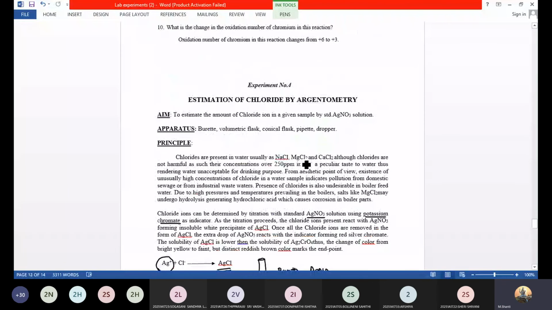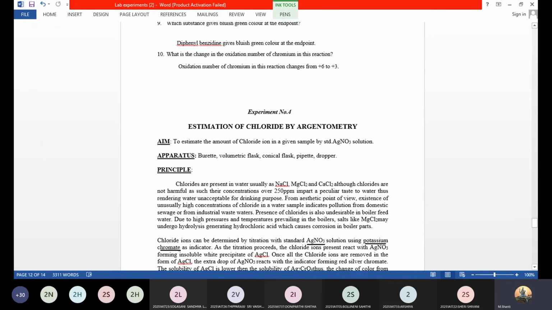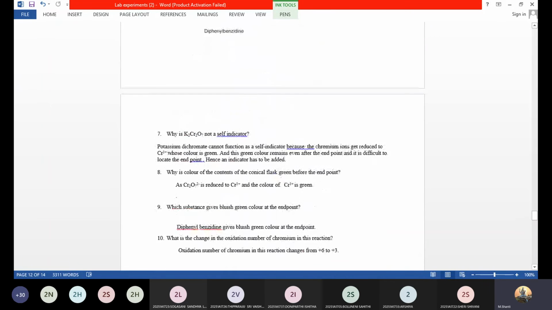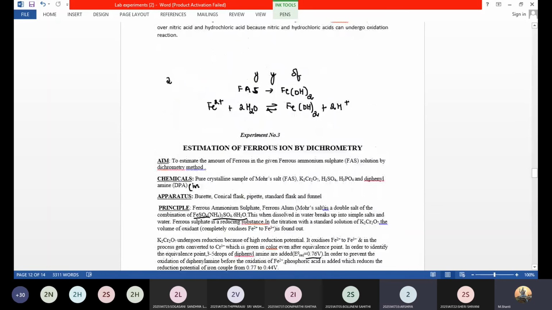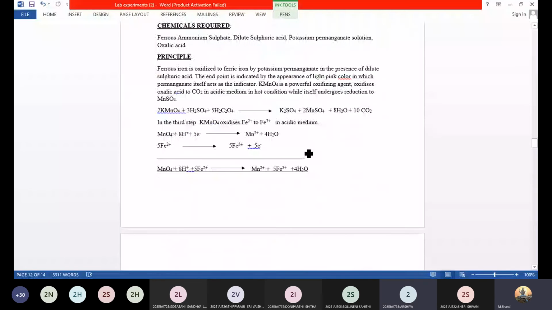Any doubts in experiment 4? Any doubts in experiment 4? If there are, yes or no, say something, girls. No, ma'am. If no doubts, I'll explain how to write the record now. Shall I? Yes, ma'am.